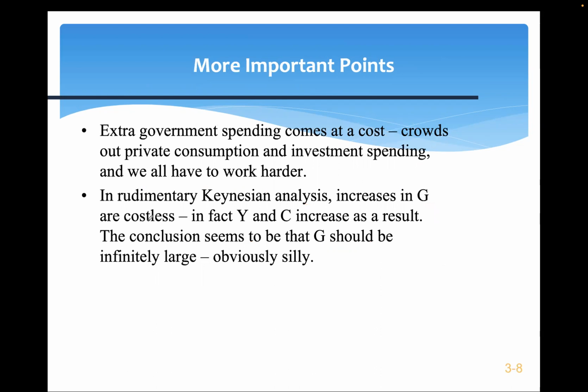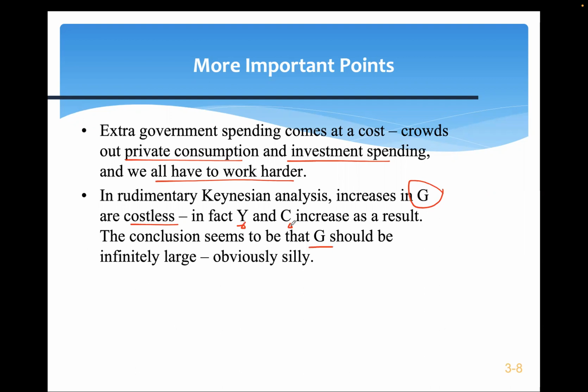So actually, extra government spending comes at a cost because it crowds out private spending and investment. Okay, and we all have to work harder to compensate for the loss. But in the rudimentary Keynesian model, the increase in G is costless. Okay, and as a matter of fact, in that simple model, Y and C both increase. Okay, and furthermore, based on this rudimentary Keynesian model we have studied in principles, it may suggest G should be infinitely large. Why? Because the more G you have, the more Y and the more C you have. Okay? It seems like this is a free lunch, but as a matter of fact, it's not, right?